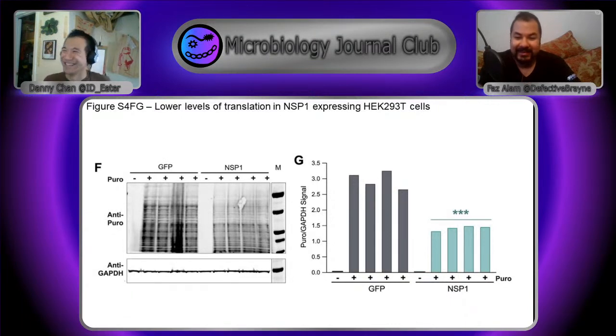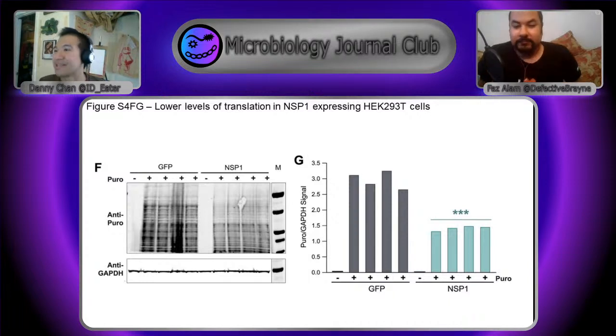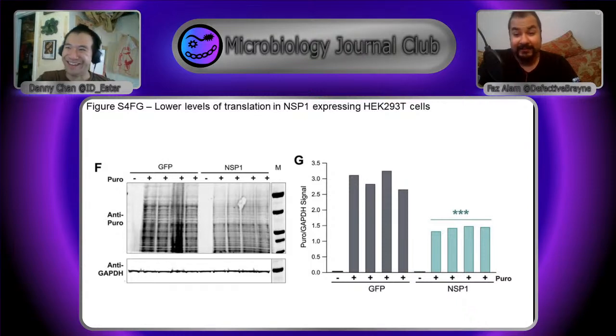Here's that data. It's quite a messy looking piece of data because they're looking at all the proteins, all the little nascent protein strands being run out on this gel, where the cells have either been infected with GFP or this NSP1.